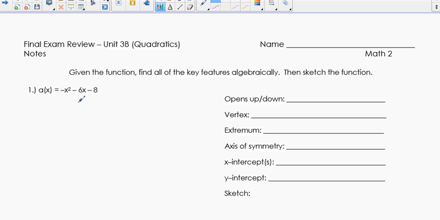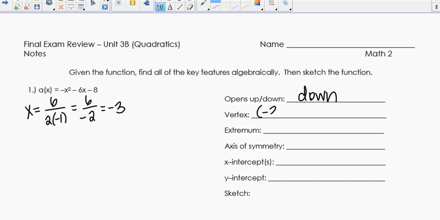If you look, this is in standard form. Your A is negative, so you're going to open down. The vertex in standard form is the opposite of B, so in this case that's 6 all over 2 times A. So you end up with 6 over negative 2, so the x coordinate is negative 3. That goes here. That also tells you your axis of symmetry is at x equals negative 3. Make sure your x equals is in there.